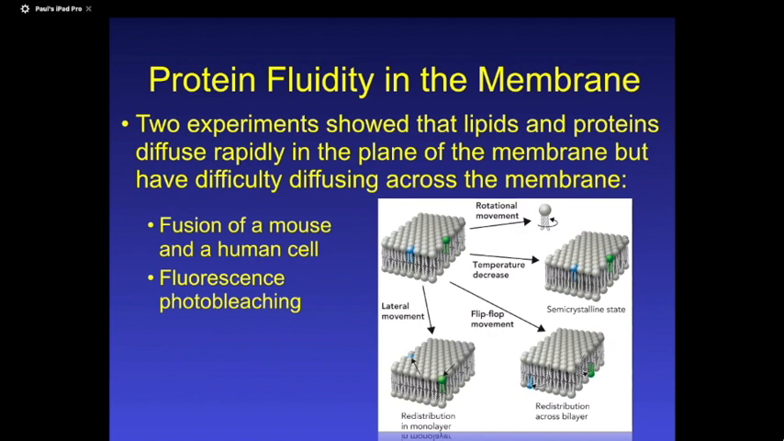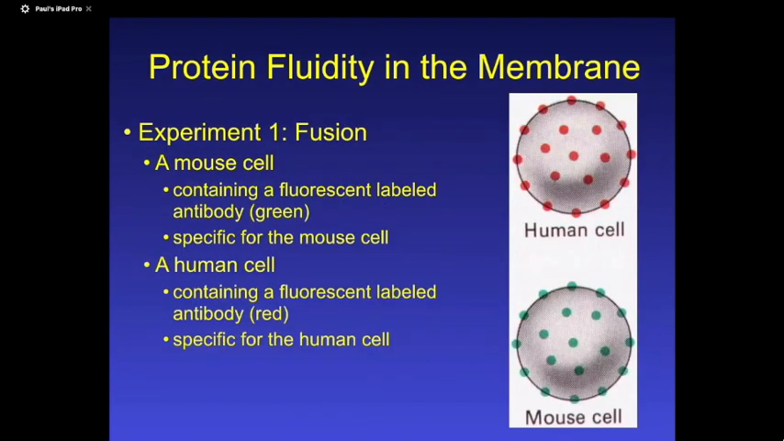Okay, we're going to fuse two cells together, and we're going to photobleach a cell. Here we take experiment 1, fusion. We take a human cell and we take a mouse cell. And what we can do is, okay, very slowly it's going to do it.